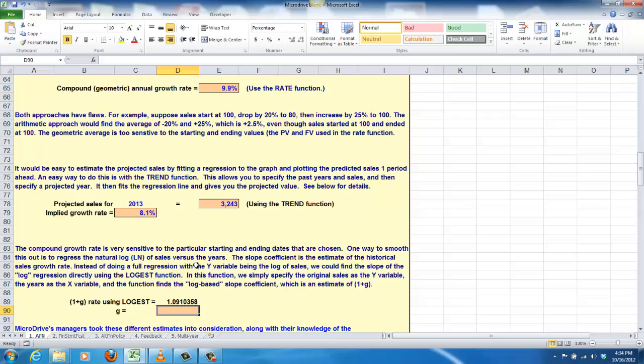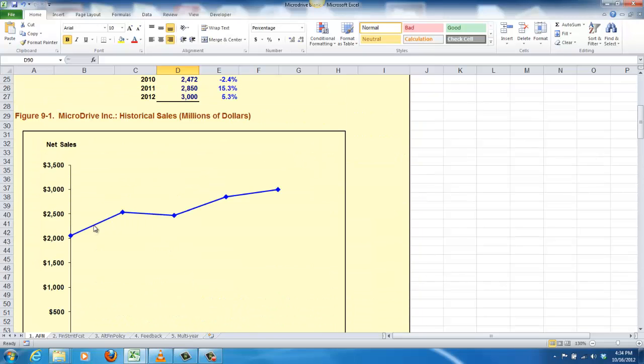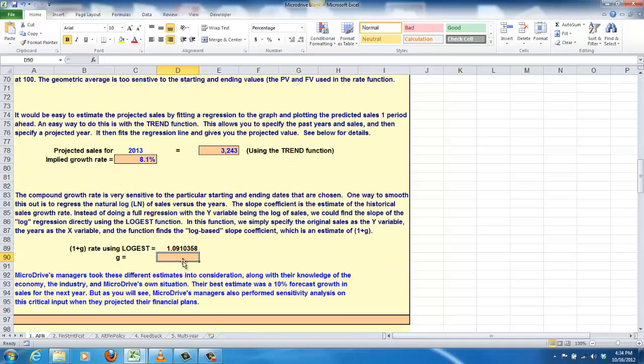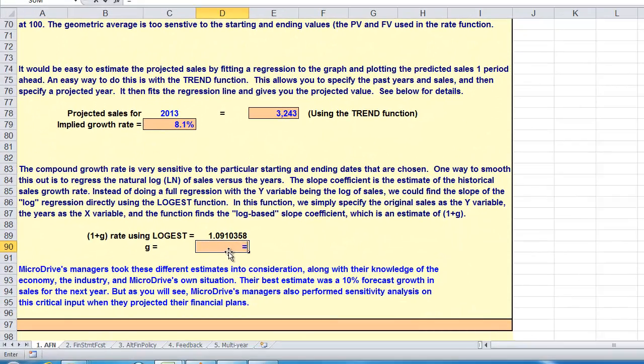So as you can see here, what this does is it calculates the y variable being the log of sales, and finds the slope of the log regression using this function. It's a smoother way of handling this kind of choppy sales growth. To find the growth rate here, we just take this and subtract 1 to get 9.1%.